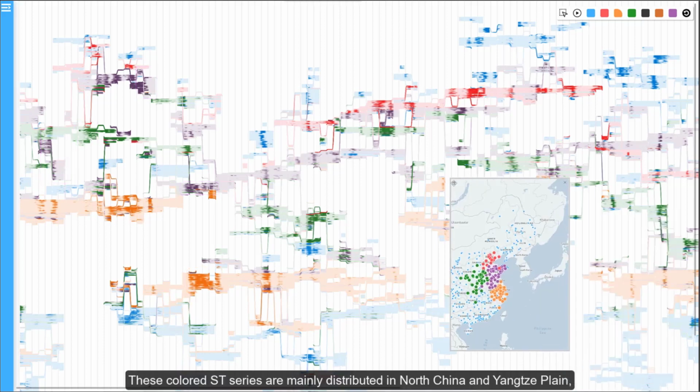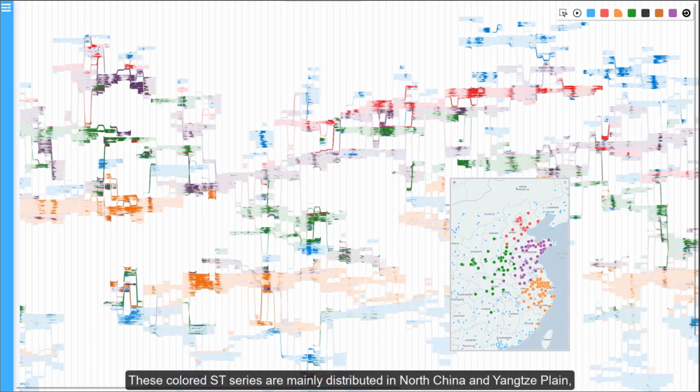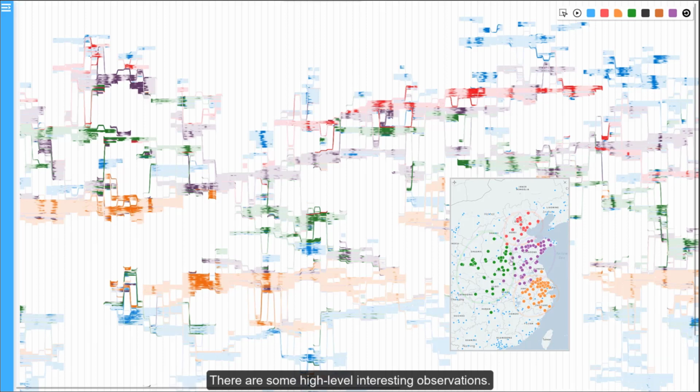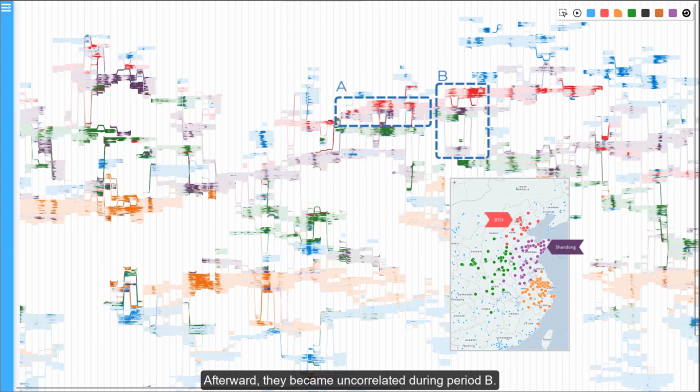These colored ST series are mainly distributed in North China and Yangtze Plain, and ST series with different colors constitute different geographic clusters on the map. There are some high-level interesting observations. First, the red ST series in the BTH region evolved with the purple ones during period A. Afterward, they became uncorrelated during period B.